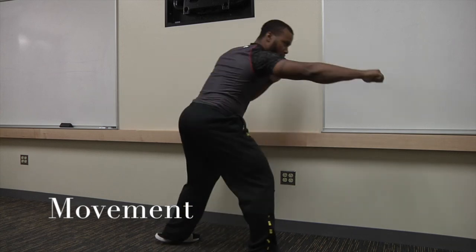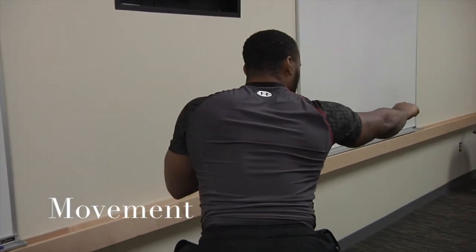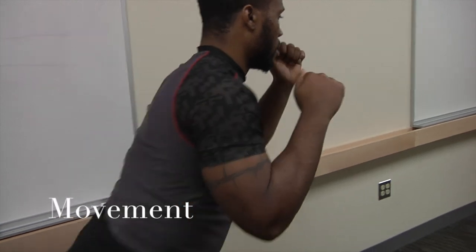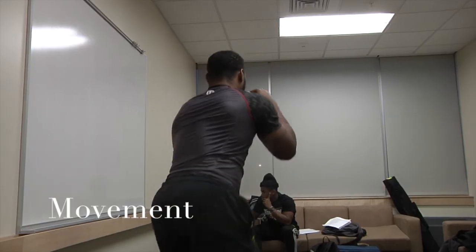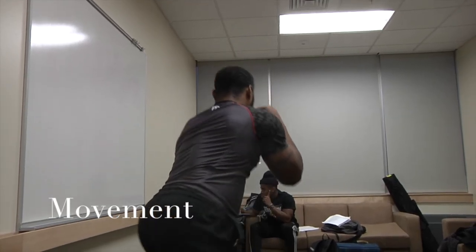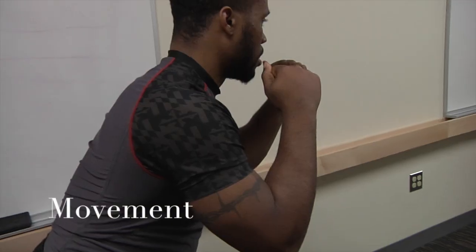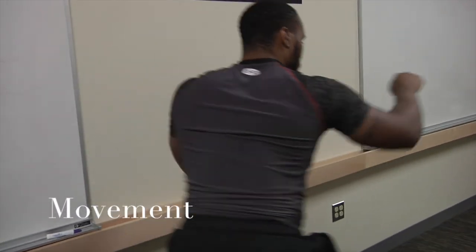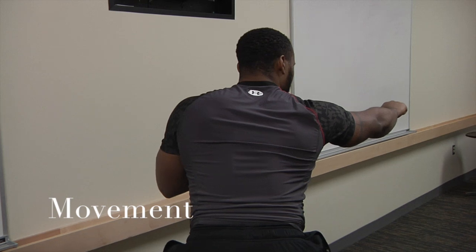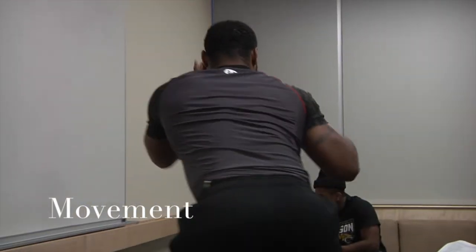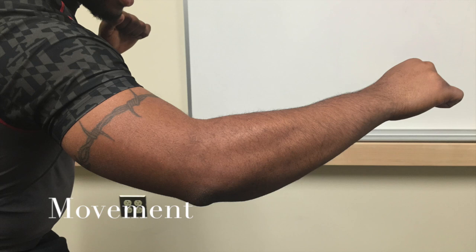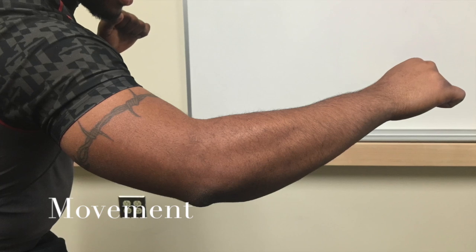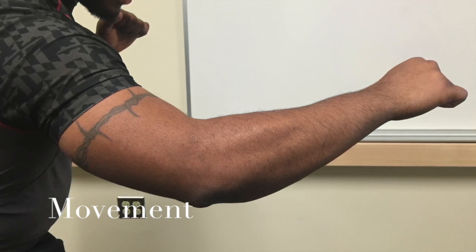The plane of motion is sagittal. The axis of motion is frontal. The type of contraction for both actions are concentric. The scapulothoracic action is protraction. The agonists are the subclavius, the pectoralis minor, and the serratus anterior. The antagonists are the trapezius, lower and middle, and rhomboids. The plane of motion is the frontal plane, and the axis of motion is the sagittal. The type of contraction is eccentric.